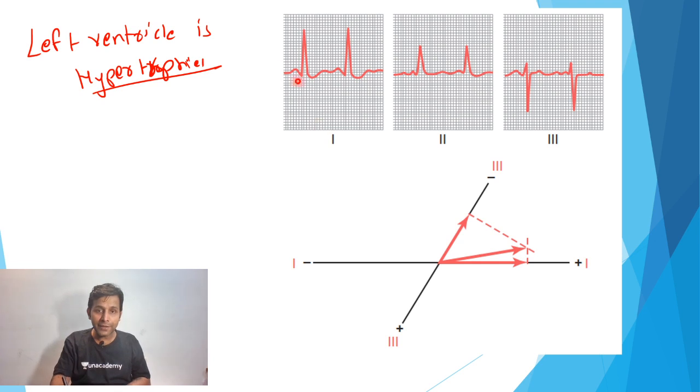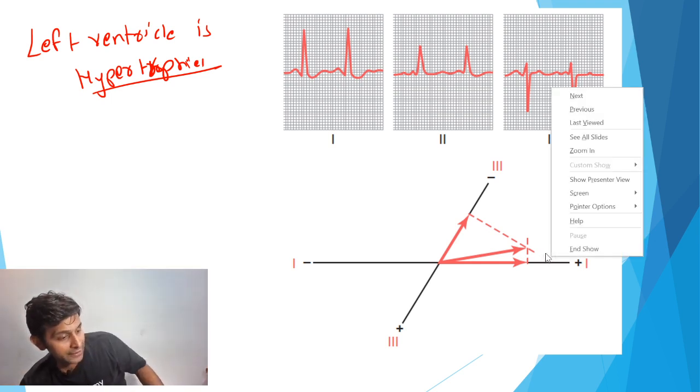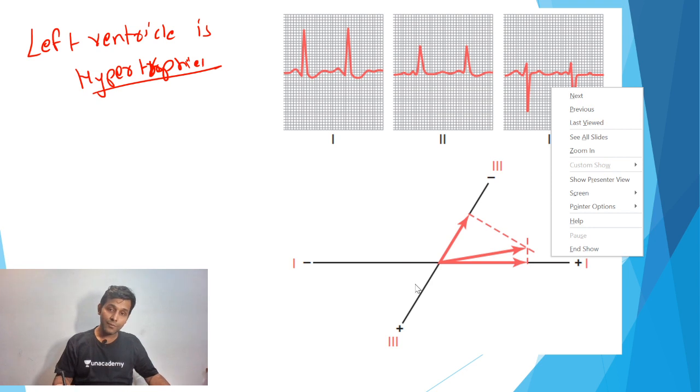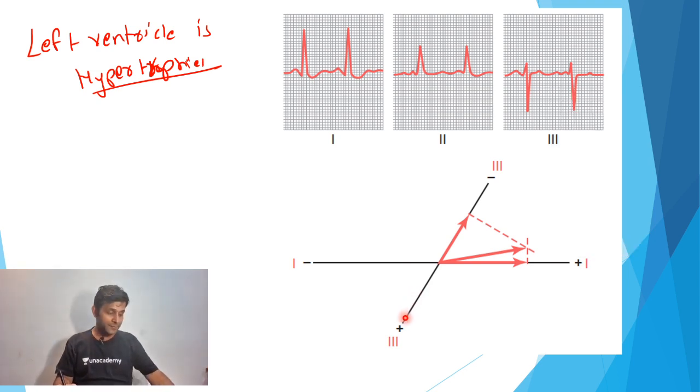Okay. Lead 1 has a very high positive recording, so you take the equal magnitude and put it on lead 1. And again, we take an angle bisector. And what can we see? We can see that the actual mean axis has now shifted towards the left side, left axis deviation. In fact, it has become minus 15 degrees.